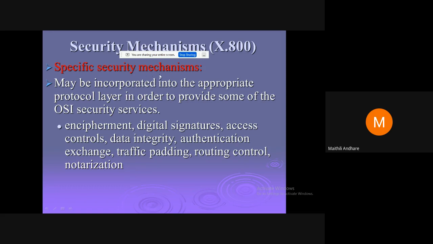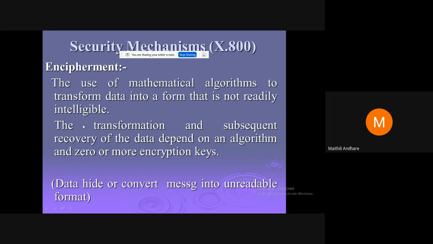Both are the security mechanisms, but see the word specific. These specific security mechanisms are implemented into the protocol layer in order to provide some of the OSI related security services. Already we have discussed what the services are. And under these specific security mechanisms, what are the different mechanisms by means of which the security can be achieved, that is enlisted. Yesterday we have seen this in detail. We'll just revise the things.